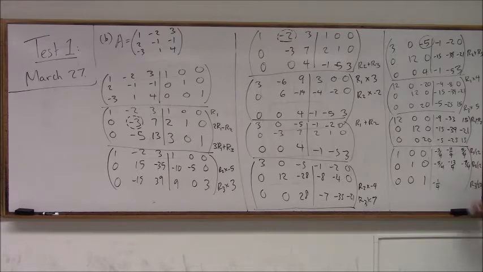Divide this by 20. So you can take 5 and 5, you get 5 over 4. Divide this by 20. You get... So that's your A inverse.